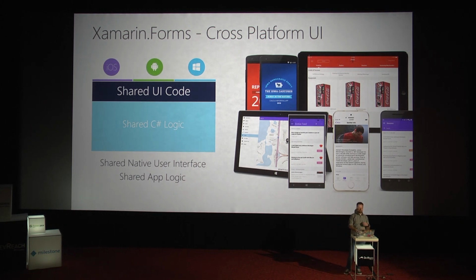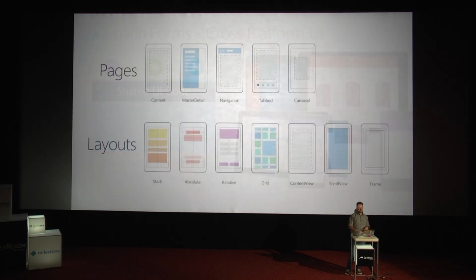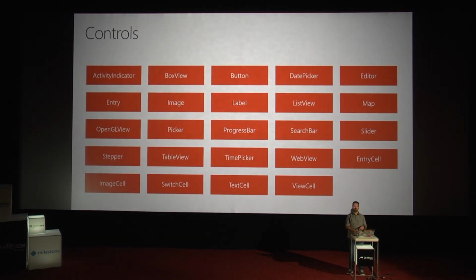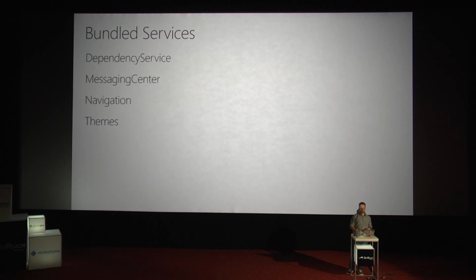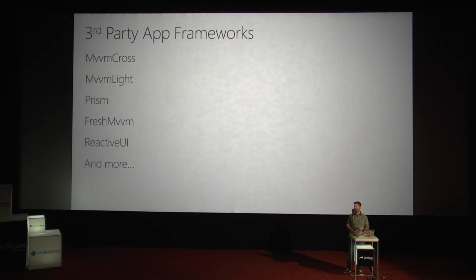So you do still get that native UI. Xamarin Forms provides you with pages and layouts and tons of controls, and you don't have to read all this, but it's all there. This is what I was describing: when you ask for something in Forms, what is actually created for you is all native UI. And then we also bundle services, dependency services, messaging, navigation, themes, and then third-party frameworks are readily available to you as well. Okay? So with that, I'll call that the introduction to what Xamarin is and what Xamarin does.